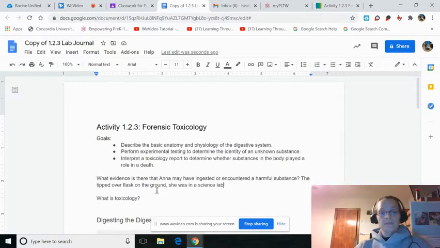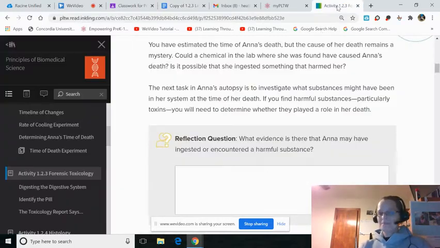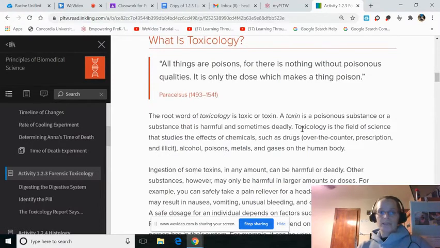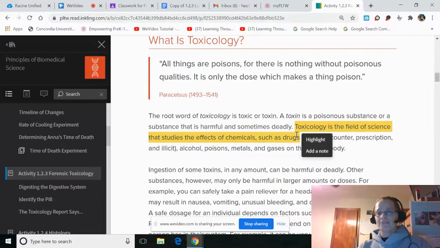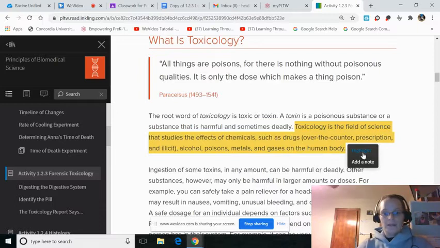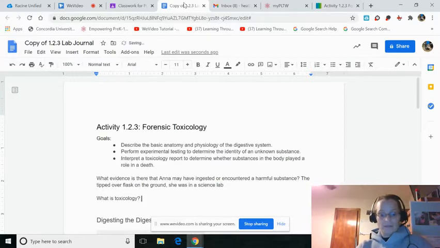Okay. And so, yeah, she could have inhaled some vapors, like if she were working with ammonia, those vapors can cause death. We don't know yet. So let's see. All things are poisons. The root of the word toxicology comes from toxin or poison. Here it is. Toxicology is the field of science that studies the effects of chemicals, such as drugs, on the human body. And that's just drugs like the general term, not drugs. Like you could also include aspirin, vitamins.